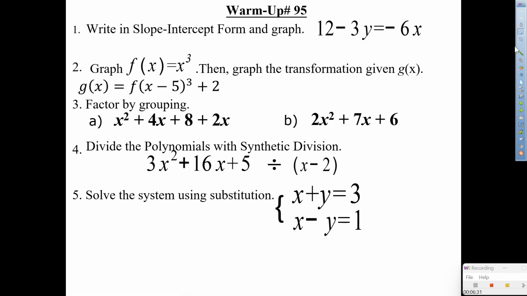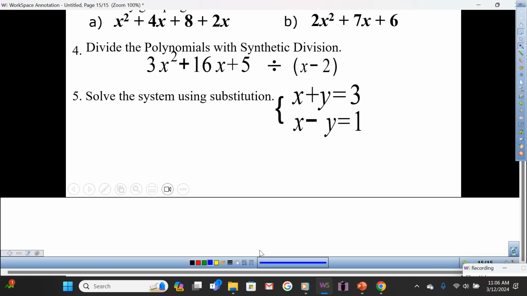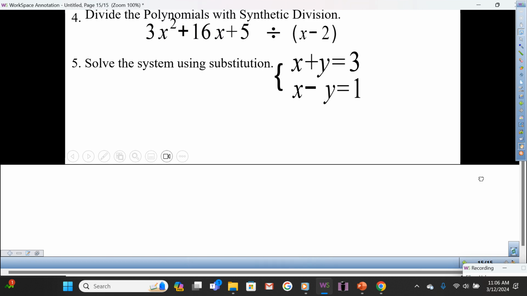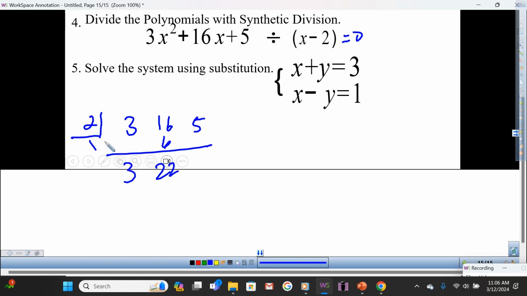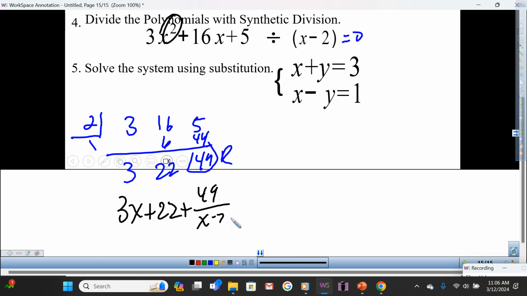Let's go to synthetic division. Like I said, for the sake of time, here it goes. Look up to the screen. Is it in standard form? Yes. Anything missing? No. This one same. So then we set this equal to 0, solve. So we're going to start with 2. Coefficients are 3, 16, 5. Bring down the 3. 2 times 3 is 6. Combine, 22. 2 times 22 is 44. Combine, that's 49. That's my remainder. So since we started with a square, that means this is 3x plus 22. We have a remainder of 49 over x minus 2.